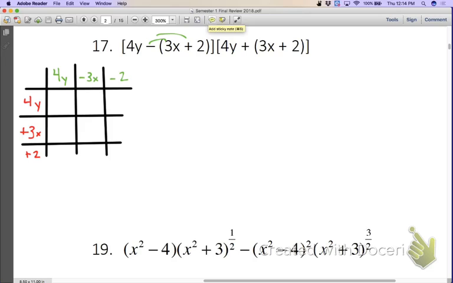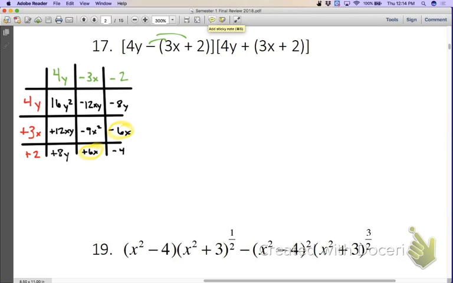So if you go the long route, then I would have 16y squared minus 12xy minus 8y plus 12xy, and then plus 8y, and then negative 9x squared minus 6x plus 6x, and then negative 4.